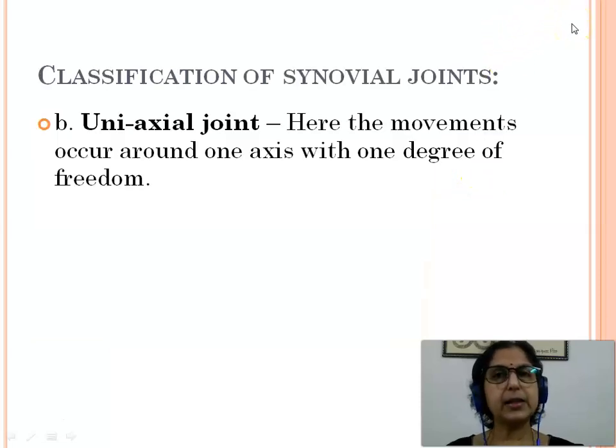Next we study uniaxial joint. Here the movements occur around one axis with 1 degree of freedom, so there will be only one set of movements occurring. Uniaxial joints are of two types: hinge variety and pivot variety.